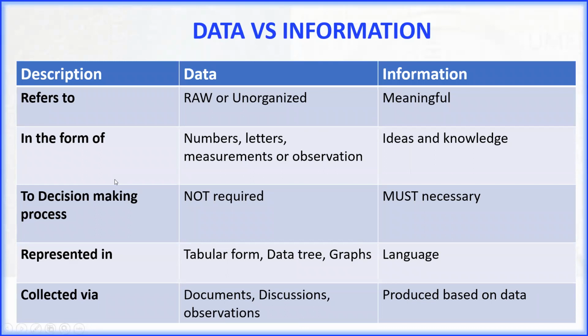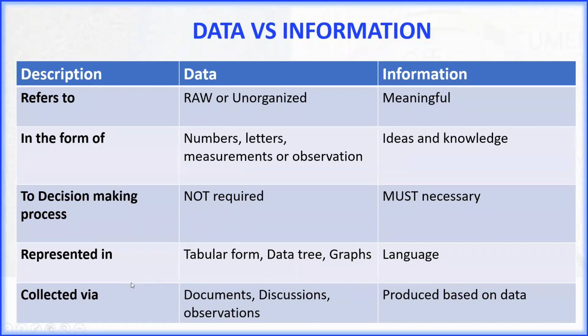Right. Then when you consider the decision making process, normally data is not required for decision making, but information you must use for the decision making process. It is a must, that is why it is indicated as must necessary. But if you consider data, it is not required for the decision making process. Then represented in: normally data are represented in the form of tables, data trees, and graphs. But for information, you normally use language. You are speaking language to say something. You are saying meaningful information to others using your language.